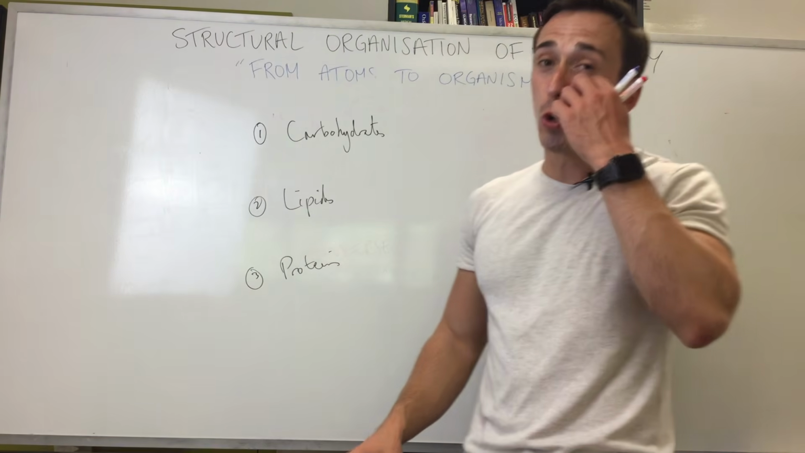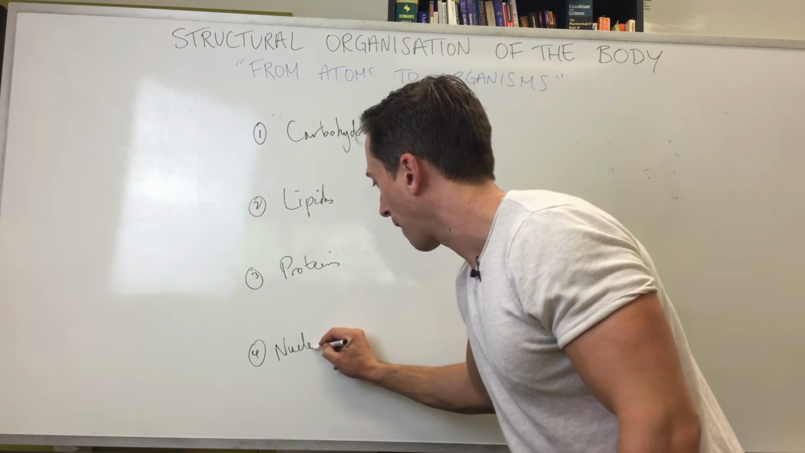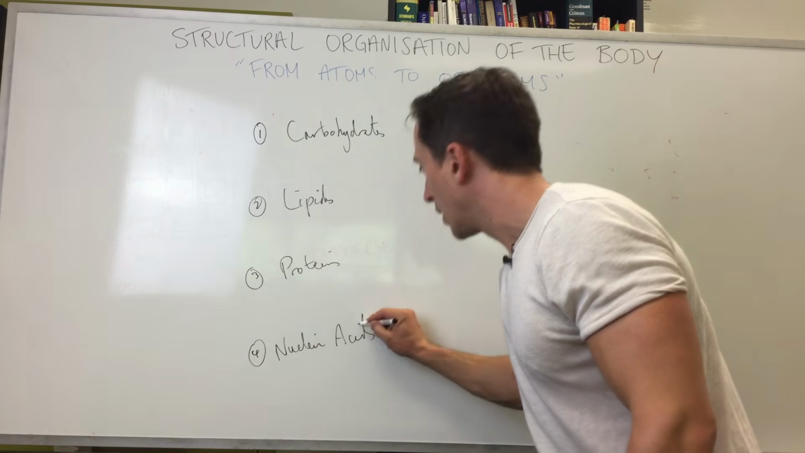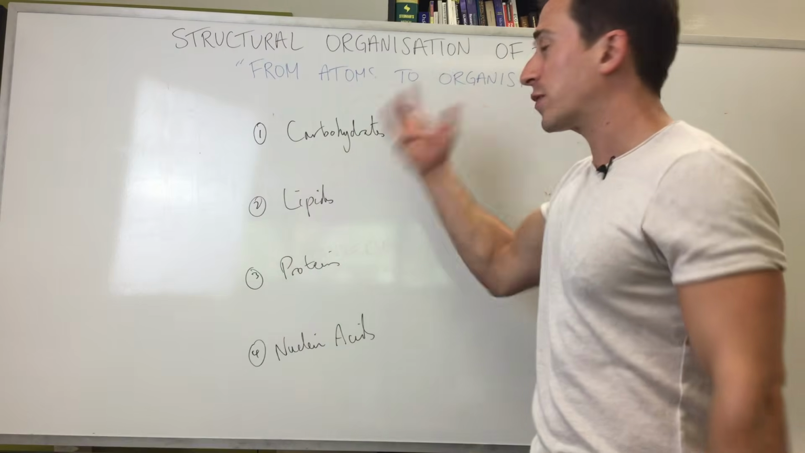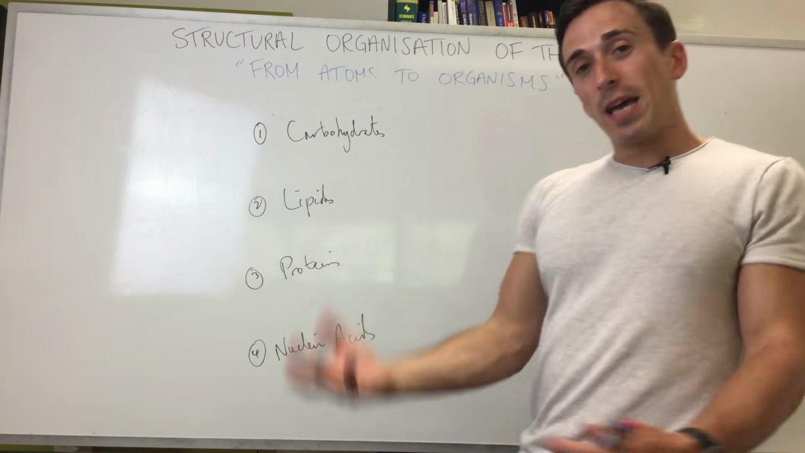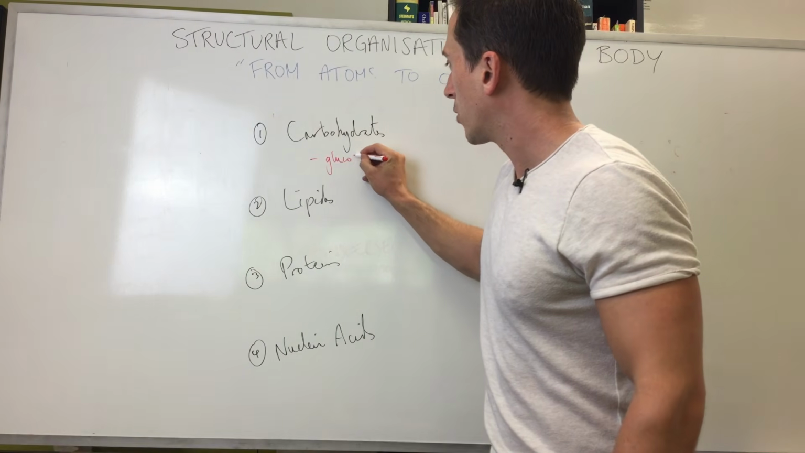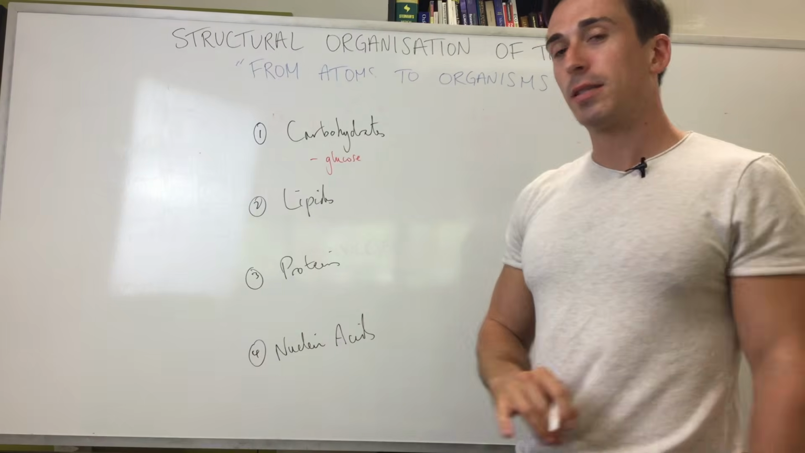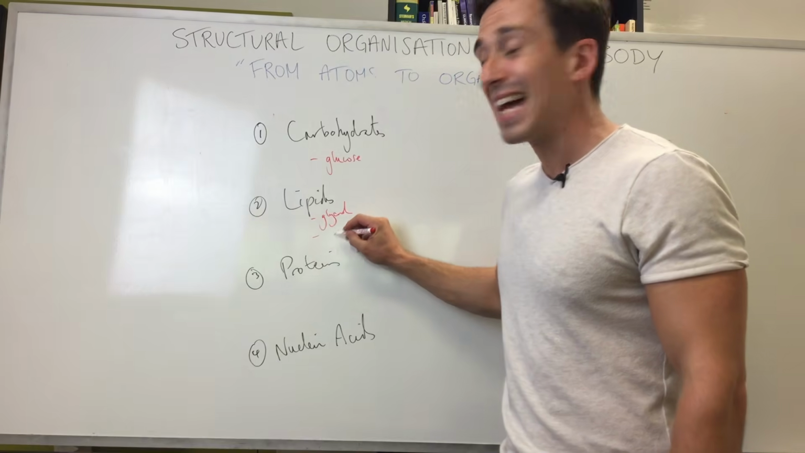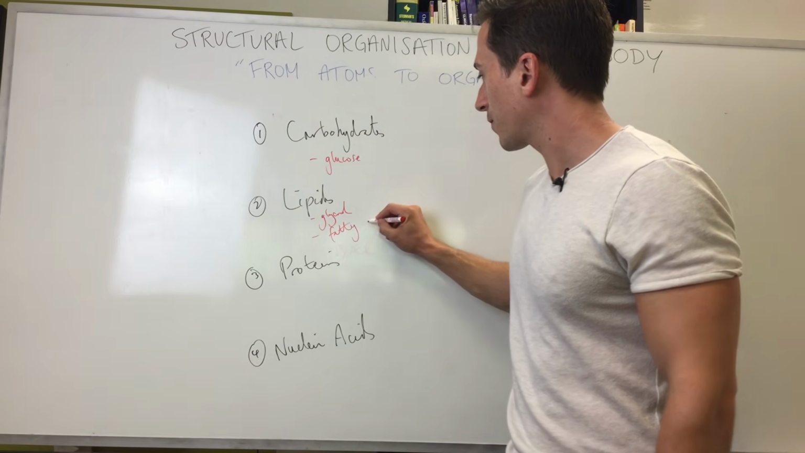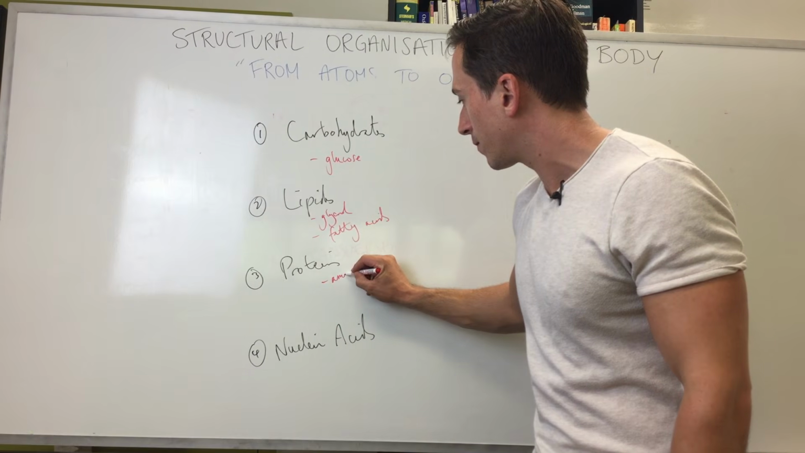Now there's another one which you could include, which is nucleic acids. I'll write it down anyway. So these are all macromolecules, big molecules. Now they're made up of smaller molecules. For example, carbohydrates are made up of something called glucose, which is a simple sugar. Lipids are made up of something called glycerol and fatty acids. Proteins are made up of amino acids.